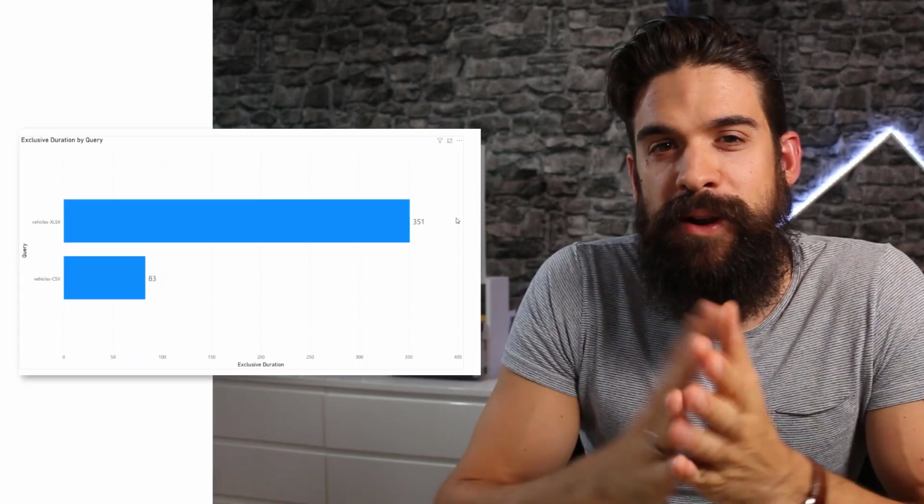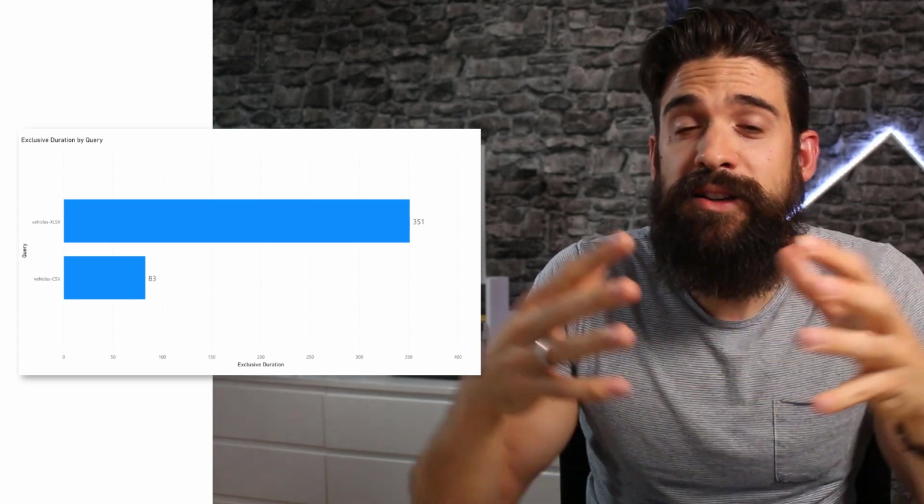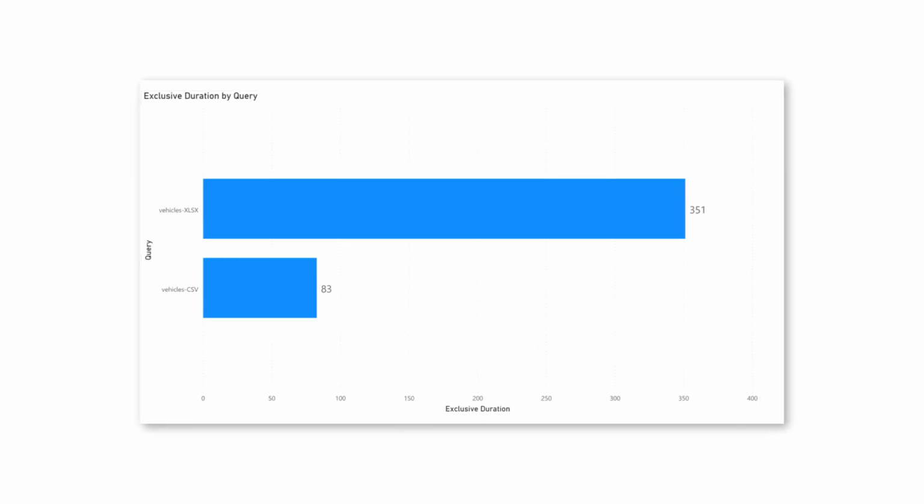So I've rerun this experiment for the XLSX and CSV file. And you see the larger the files get, the bigger the difference is. You see here that for the XLSX file, it took about 6 minutes, so 351 seconds. And for the CSV file, it only took 83 seconds. So that is more than 4 times as quick as the Excel file. So when you have to use a flat file for storing your data, then you can see that CSV files are performing the best when it comes to refresh times.